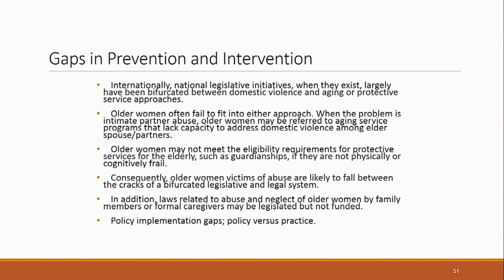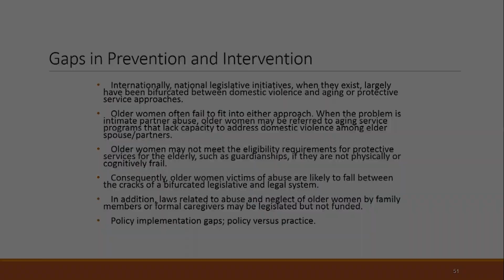Consequently, again, older women victims of abuse are likely to fall between the cracks of bifurcated legislative and legal and practice systems. And in addition, again, laws related to abuse and neglect of older women by family members or formal caregivers may be legislated but not funded. We used to call that unfunded mandates in government. And so all of these create policy implementation gaps.